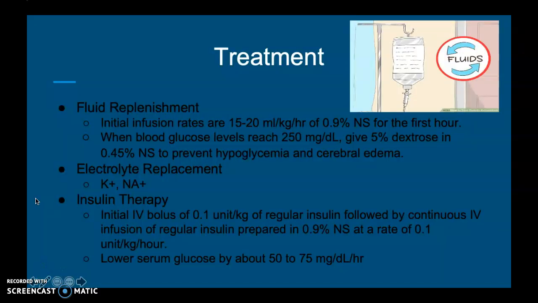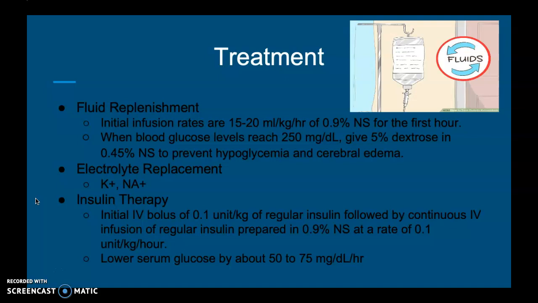The priority treatment for those in DKA is fluid replenishment. We want to replace the fluid lost through excessive urination as well as help dilute the excess sugars in the blood. This is done with an initial infusion rate of 15 to 20 milliliters per kilogram per hour of 0.9 normal saline for the first hour.